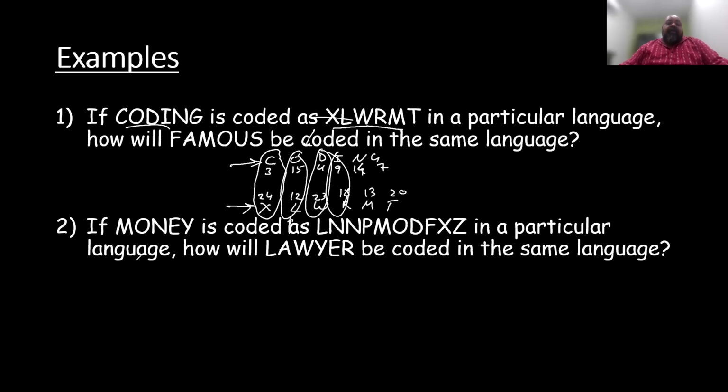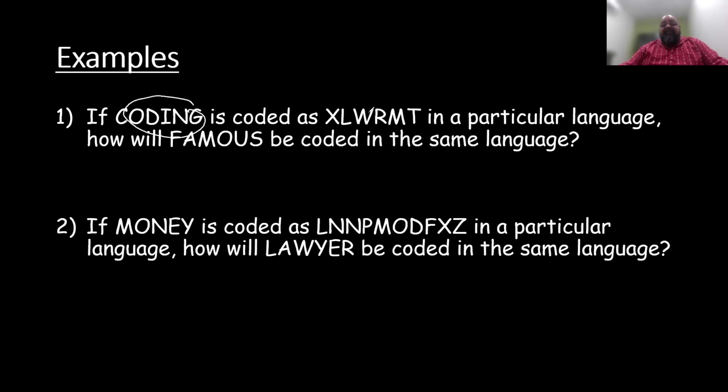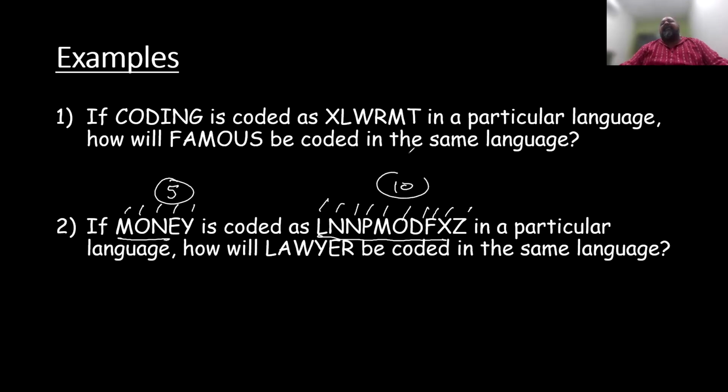Absolutely, very good. Now, till now, you would have seen that the number of alphabets in the word and the code were the same. Here it says money, 1, 2, 3, 4, 5, is coded as LNNPMODFXZ, meaning 1, 2, 3, 4, 5, and 1 to 10. So for 5 alphabets in the word, there are 10 alphabets in the code. Which means for every letter, there are two alphabets in the code. If I look at money, M will have LNN, O will have NNP, N will have MNO, E will have DNF, Y will have XNZ, hopefully.